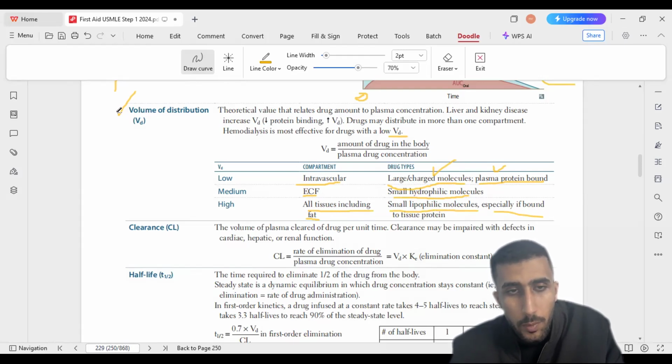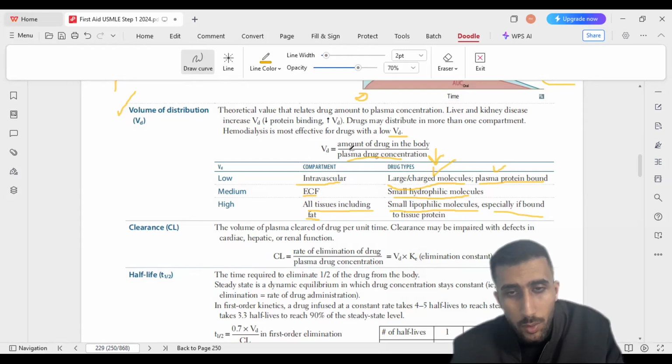So this is a formula for volume of distribution. The volume of distribution equals the amount of the drug in the body divided by the plasma drug concentration. So plasma drug concentration is below, and volume of distribution is above. Logically, if a drug has a high volume of distribution, it will have a low plasma drug concentration because it is distributed in the fat and anywhere inside the body.